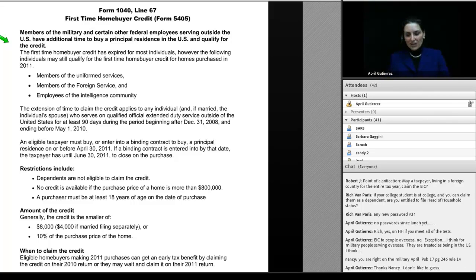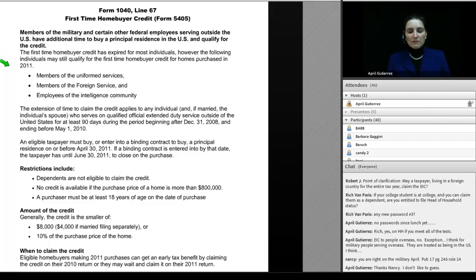Okay, so let's move on back to where we left off, which is the lifetime learning credit. And as I said earlier, we talked about the repayment of the credit, but there are still a very small group of individuals who will qualify for the credit on their 2011 tax returns. And those include members of the military and certain other federal employees serving outside of the U.S. They have additional time to buy a principal residence in the U.S. and qualify for the credit.